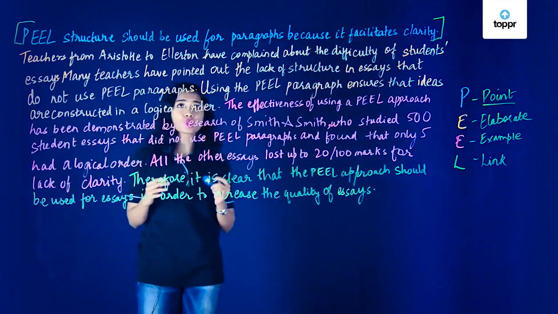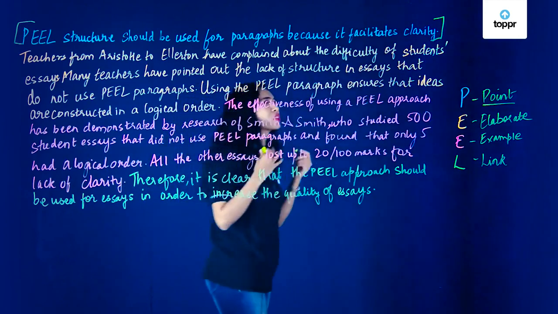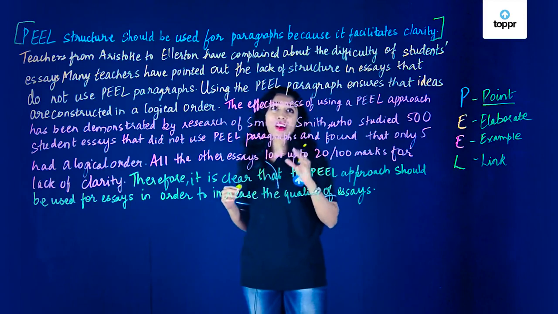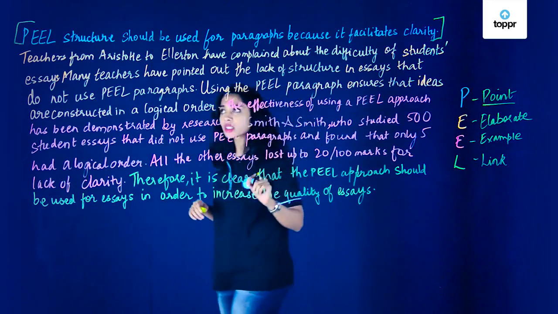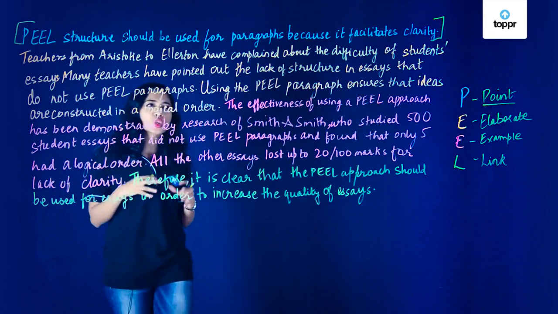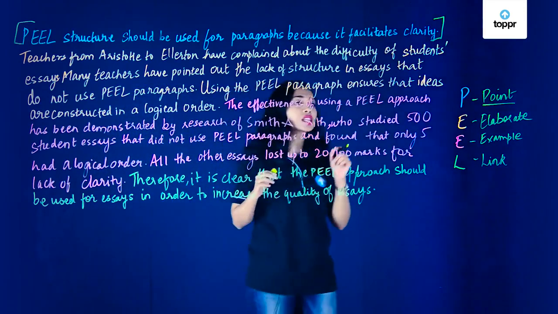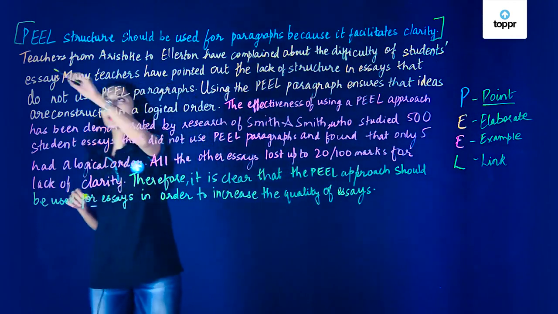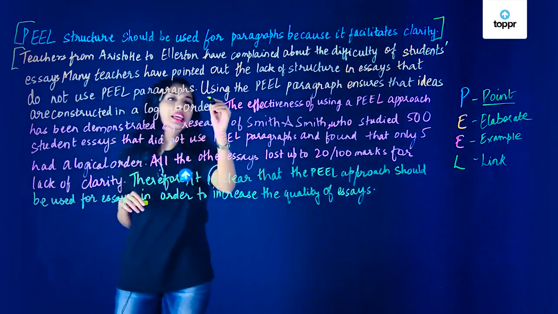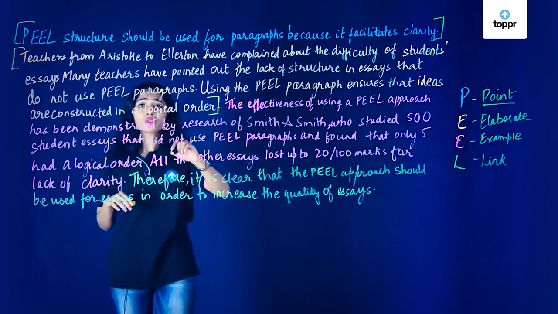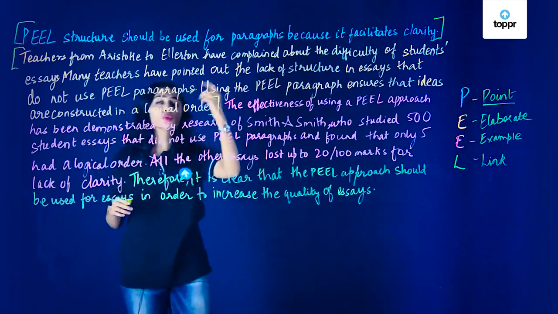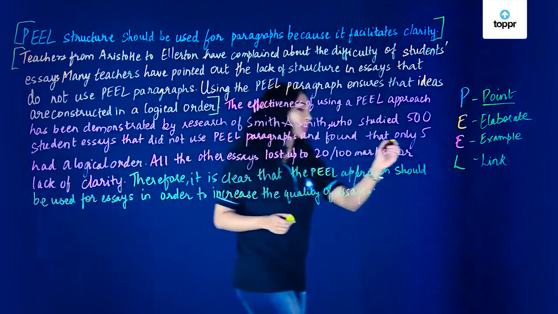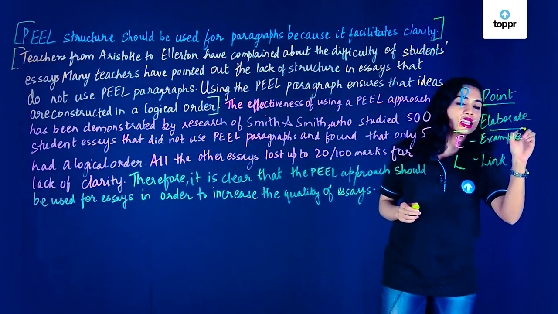Let's look at the second part here. Teachers from Aristotle to Elerton have complained about the difficulty of students' essays. Many teachers have pointed out the lack of structure in essays that do not use PEEL paragraphs. Using the PEEL paragraph ensures that ideas are constructed in a logical order. So what have we done here? We have simply explained or elaborated on why we should use the PEEL paragraph. So we have taken care of the second E here, which is elaborate.